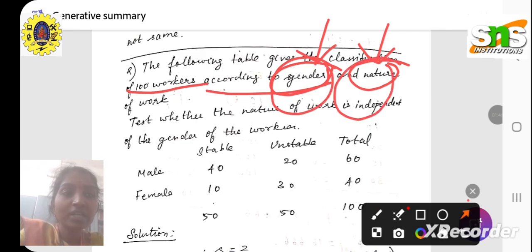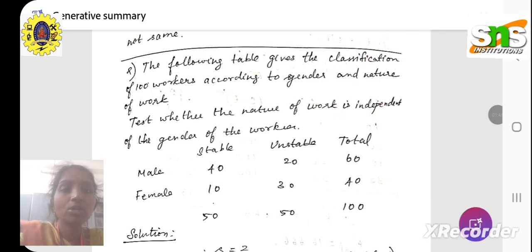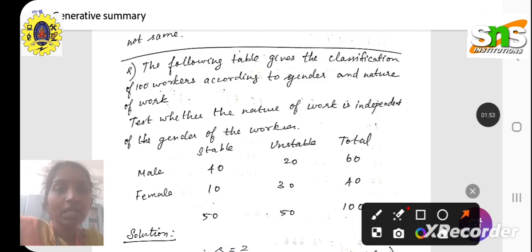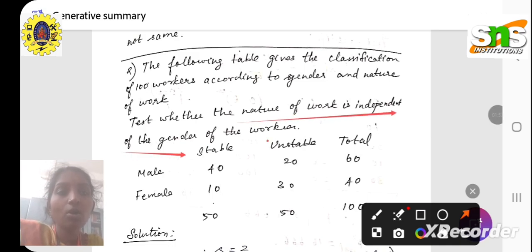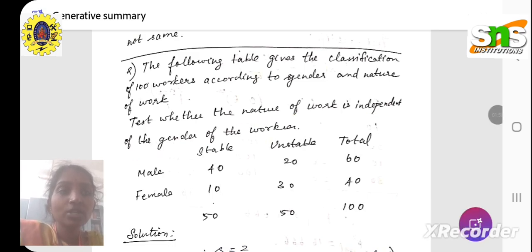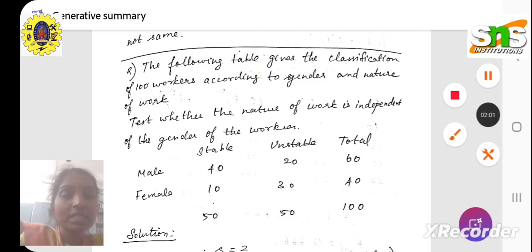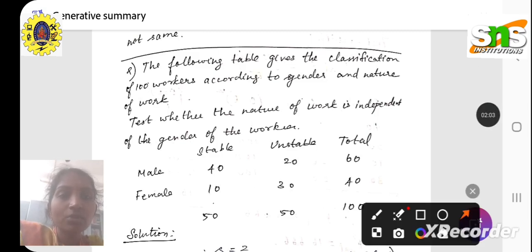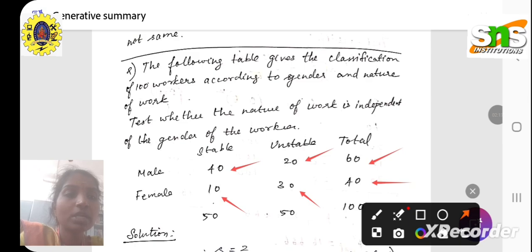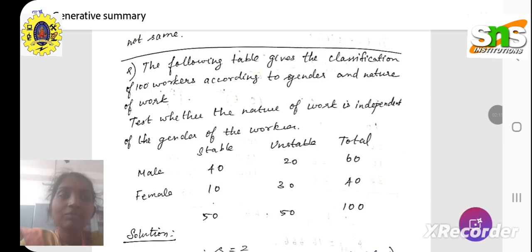According to the gender and nature of the given raw data, we are going to analyze whether they are stable or unstable. We are asked to check whether the nature of the work is independent of the gender of the worker or not. So, what is the data given here? For male, stable data is 40, unstable data is 20, and the total is 60. And for female, stable data is 10, unstable data is 30, and the total is 40. This is what we are given.